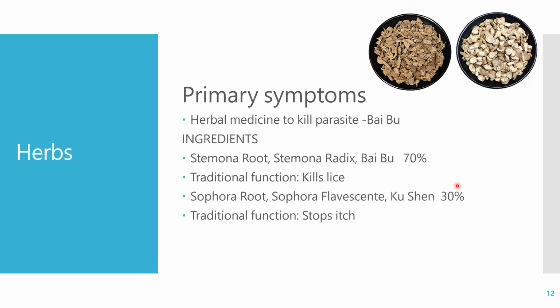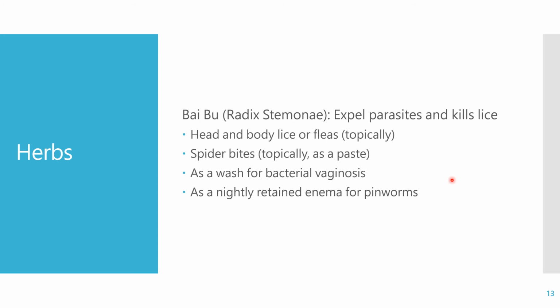Okay, we learned those two herbs in herb class. Baibu to kill lice, Kushen to stop itch. Cook Baibu and Kushen with water for 30 minutes, then apply the liquid to wash hair after using shampoo. Those are the indications of Baibu. A TCM practitioner will expel parasites and kill lice with Baibu.